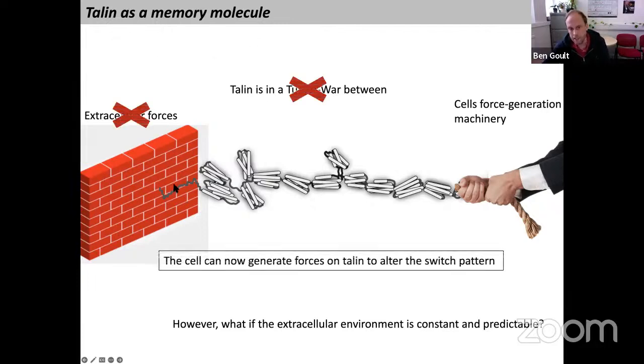In this scenario, this equation gets much more straightforward, because now the extracellular forces are not changing as much, or they're known. So it's no longer a tug of war. Now what we could imagine is that you could have a series of switches which are being operated via the cell's force generation machinery. So the cell could receive a signal, switch on contractility, and pull on this and update this pattern and update the resultant signaling.